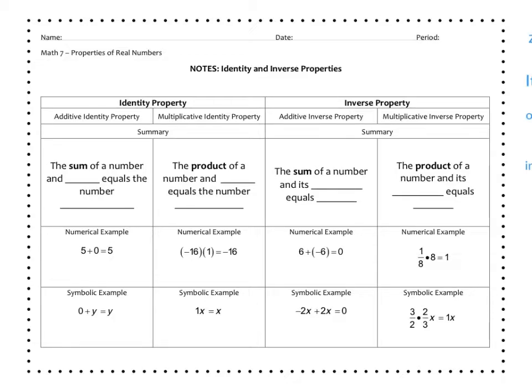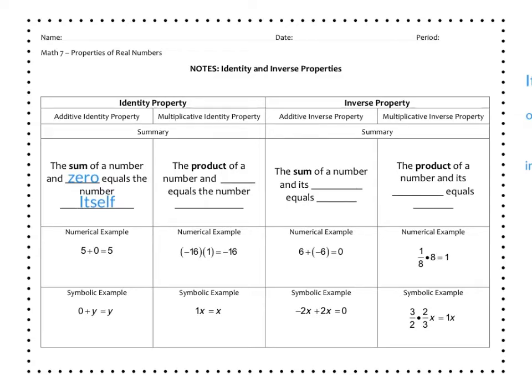When talking about the identity property, we have two different identity properties: an additive identity property and a multiplicative identity property. One of those applies to addition, the other applies to multiplication. We're going to talk about the additive one first, and that states the sum of a number and 0 is going to equal the number itself.